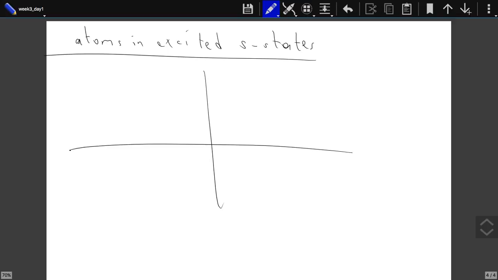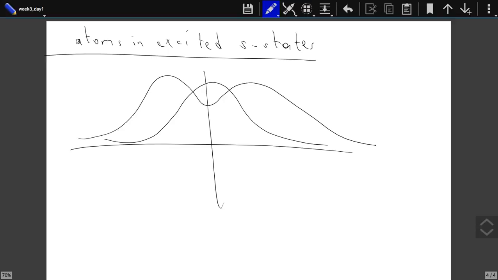Well, you see, if you have the excited states, this is the ground state. The excited state, you expect it to have a larger energy. If it has a larger energy, it will probably be moving away from the nuclei, not at the nuclei. So it's likely to have such a shape.